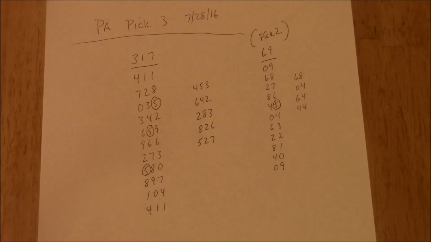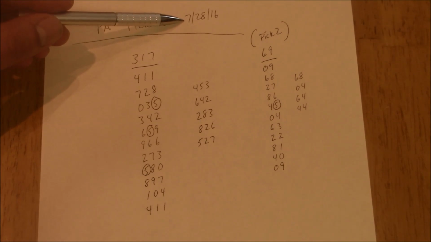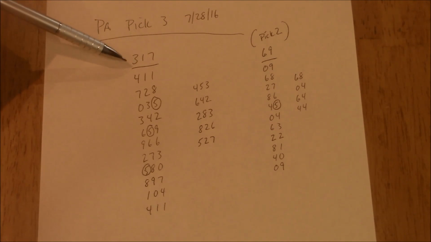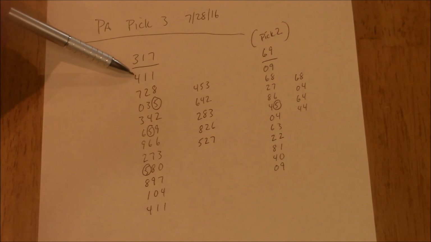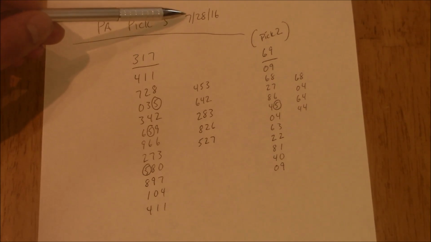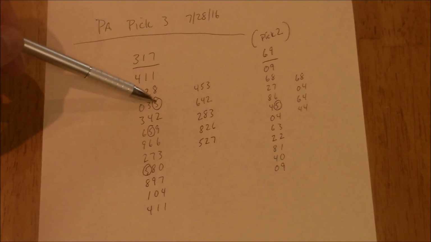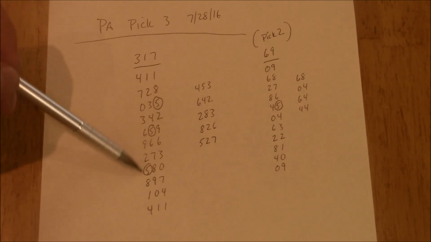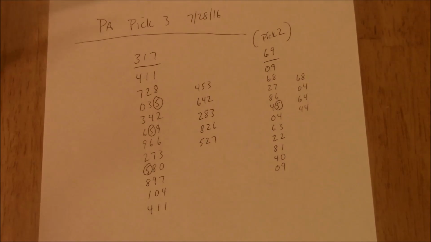Last night's number in Pennsylvania was 411. Today is July 28th, 2016. The number last night again was 411. So for today, we're looking at today's date, 7/28. 7 plus 28 is 35, so we're using the fives as our date numbers. And you can see the pick 2 over here. I'll talk about that in just a minute.